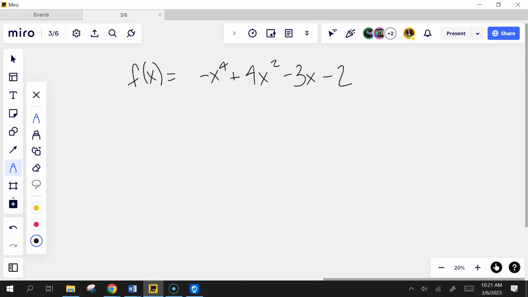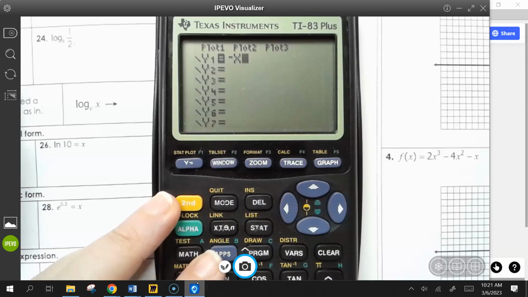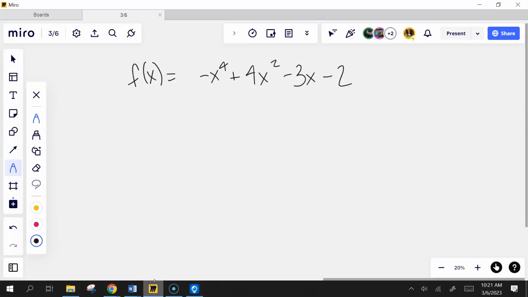Yo, sorry. All right, negative x to the fourth. I'm going to type this in exactly the way. So then I'm going to do all of it. Well, can I just try it first? Yeah, go ahead.